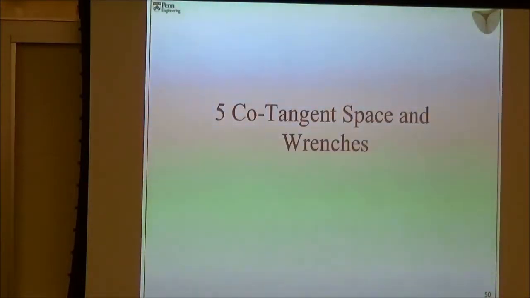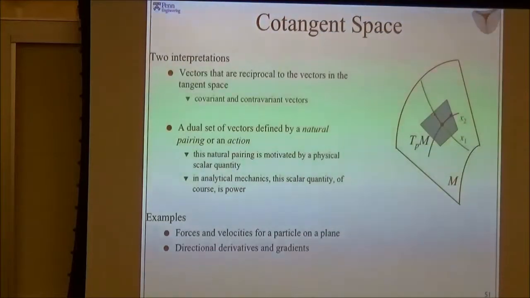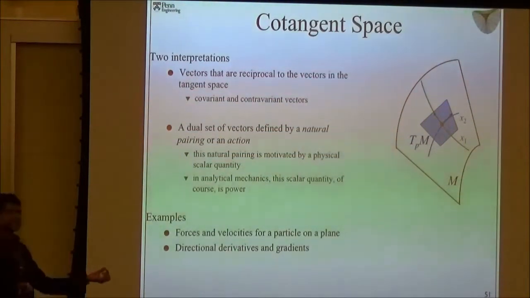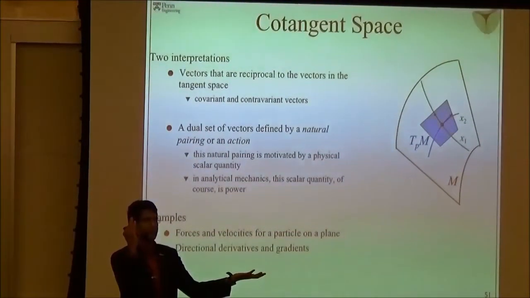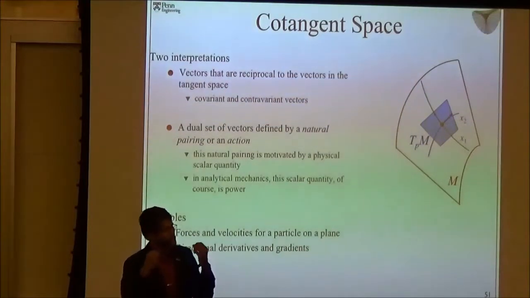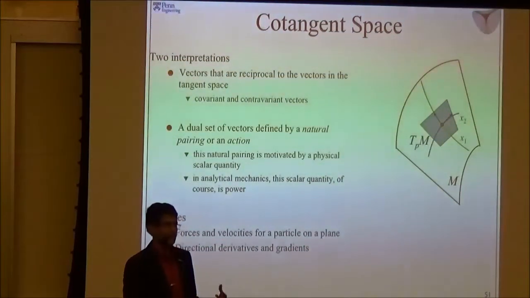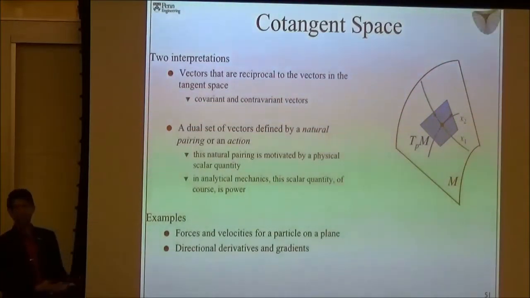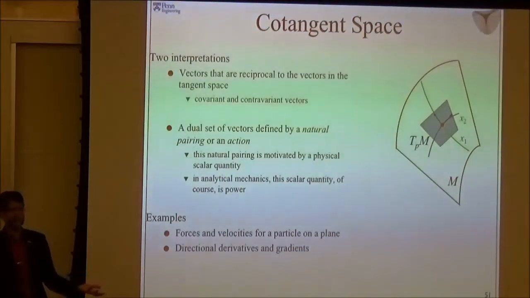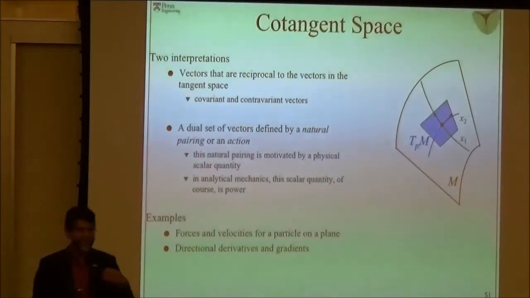So cotangent space and wrenches. I don't want to spend too much time here, but anytime you have a tangent space in a problem in mechanics, you also have a cotangent space. So if you think about velocities, which are naturally tangents to a motion manifold, you have forces that are also vectors, but you can't mix forces and velocities. So the right way to think about forces is in terms of their ability to act on velocities to give you a scalar quantity, which is power. So this is usually thought of as an action.